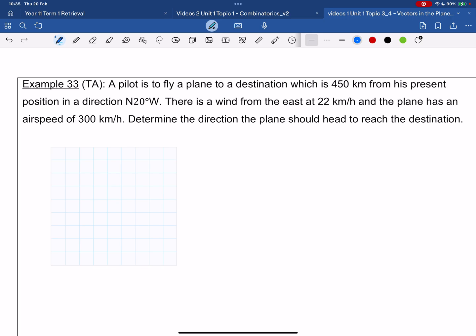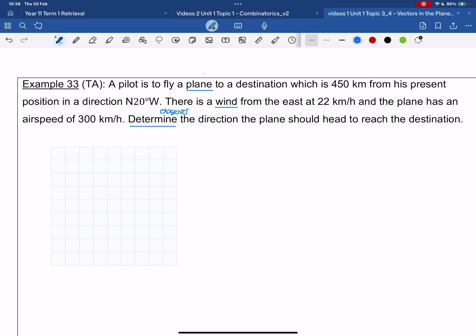Okay, let's first identify what we've got. So we've got a plane, we've got wind, and we've got some observer, or the earth, or some sort of a fixed point to figure out the direction it should be heading in. So our observer maybe.